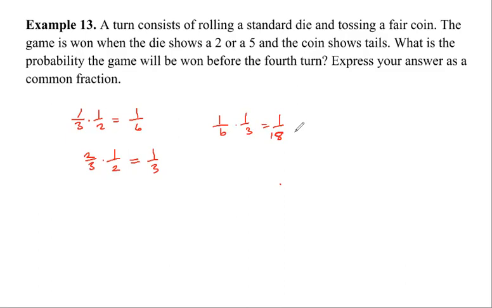Your last case is going to be if they won on the third turn. That means they lost 2 times previously, which is 1/3 times 1/3, and they won on the third turn, which is 1/6. I'm kind of lost on that part, so can you repeat after the 1/18 part? So for the third case, they have to win on the third turn. Basically, to win on the third turn, you have to lose on the first two turns. And to lose on the first two turns, it's 1/3 times 1/3.